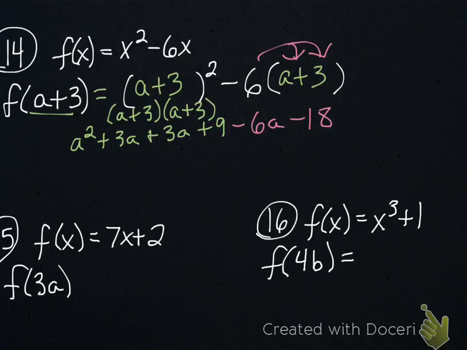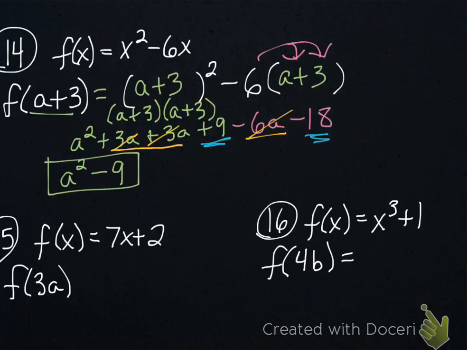Okay, time to combine some like terms. Well, there's only one a squared. That's super easy. How many a's do we have? 3a plus 3a minus 6a. Well, that's going to cancel. So those are gone. Now I have a plus 9 and a minus 18. Well, 9 minus 18 is negative 9. So this would be my new function.